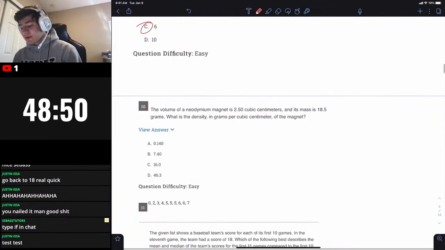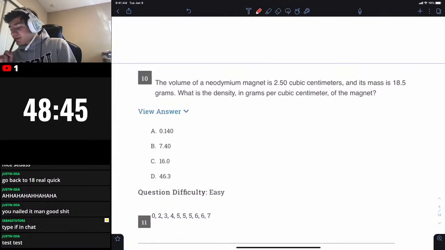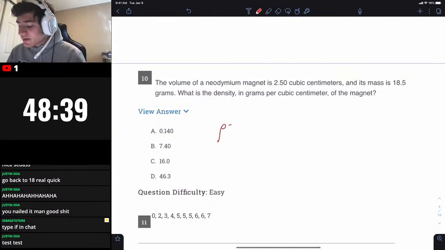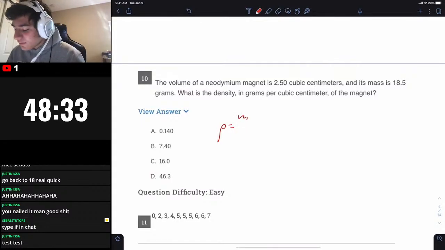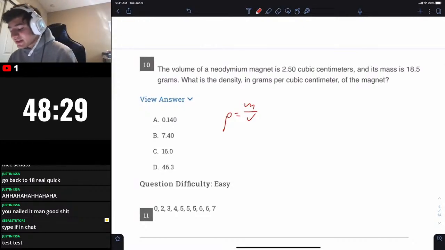The volume of a neodymium magnet is 2.5 cubic centimeters and its mass is 18 grams. What is the density? Okay. They're doing some density. So density is rho equals mv. No. Mass over volume. Sorry. Rho equals mass over volume, where rho represents the density.